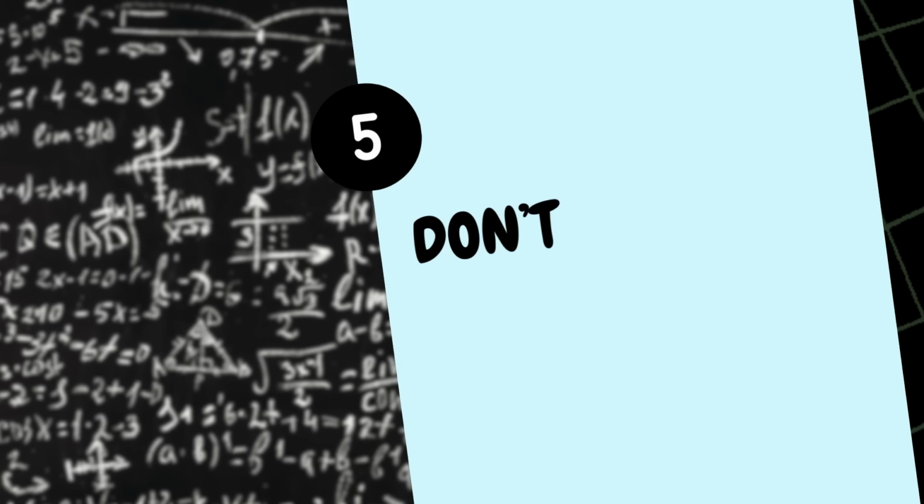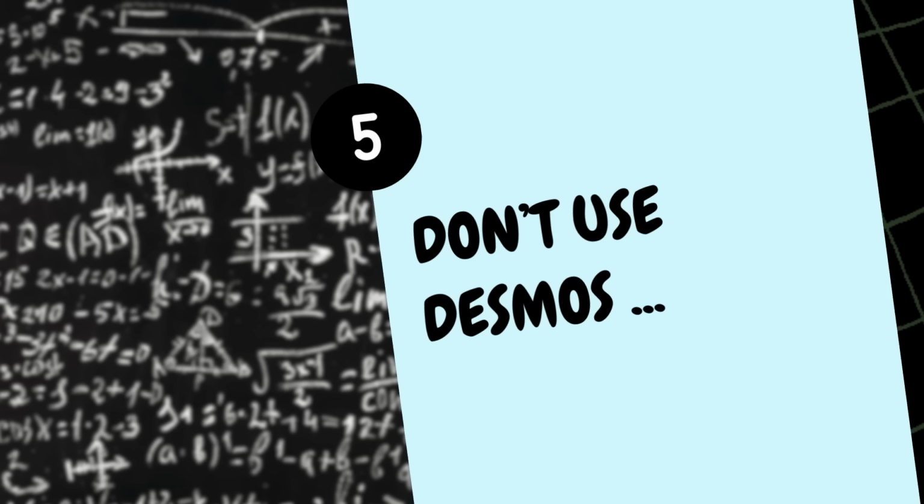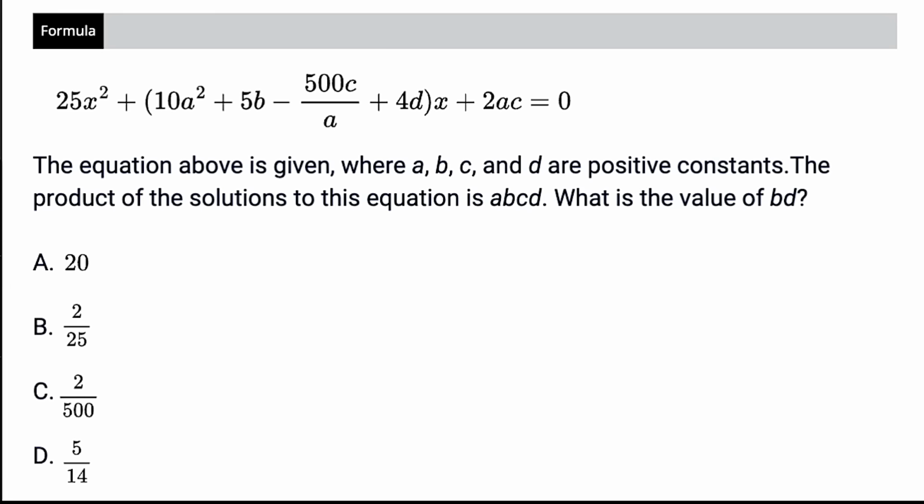And speaking of the next question, my 5th math tip is going to be to not use Desmos. And I know what you're thinking. What the heck, man? You just told me to use Desmos, and yeah, you should, but it's important to know when you should and should not use Desmos. So this question looks like a nightmare. And indeed, if we tried to plug it into Desmos, we would run into a lot of trouble because we have 4 different constants, right? A, B, C, and D. So how the heck do we deal with this?